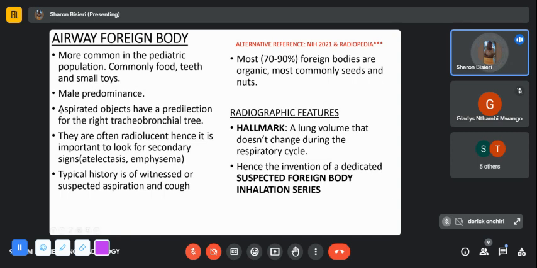They have a typical history when they present to the hospital. Usually, you can have someone who has witnessed them aspirating the foreign object, and they have that cough that follows it. As for radiographic features, the hallmark sign is a lung volume that does not change during the respiratory cycle. Because of that, there's a dedicated suspected foreign body inhalational series of radiographs that can be taken to illustrate that specific sign.